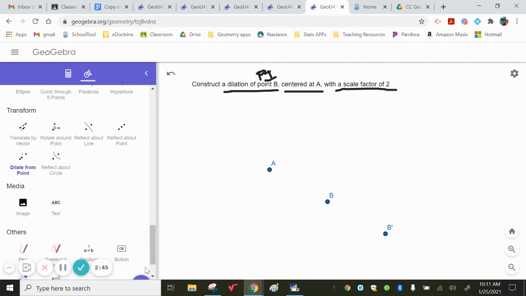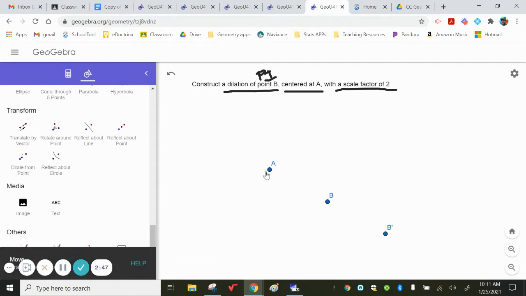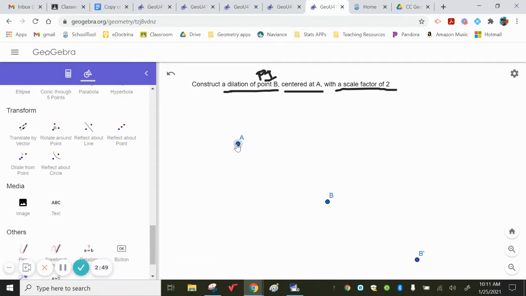Okay, now if I click on my move tool, see what happens is I can move point A, and if I move point A closer to and further from point B, then point B prime moves as well. If I move point B, I can get point B prime closer to A and further from A, but it never, ever, ever is going to get closer to the point A than the point B is. And also, it always kind of follows B in a way that is on a line.